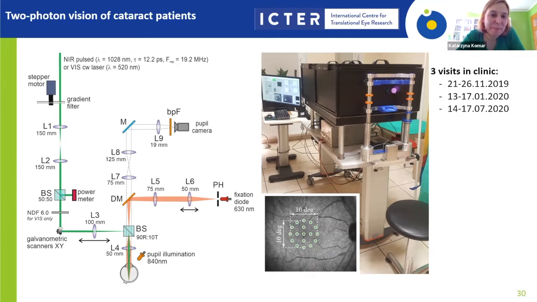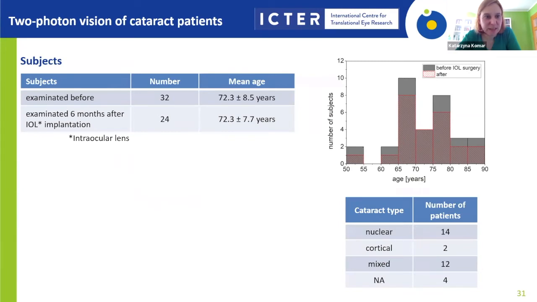So it was during the pandemic. Yes, but it was possible, and I was very happy that many of the patients came again. We measured the visual sensitivity of these people before and after cataract surgery, with the use of this picosecond laser and the visible laser. Before surgery, we had 32 subjects measured with a mean age of 72. It was very hard to work with such old subjects, as you may see here in the histogram, even almost 90. We also examined them 6 months after intraocular lens implantation.